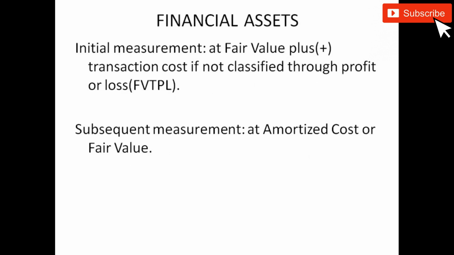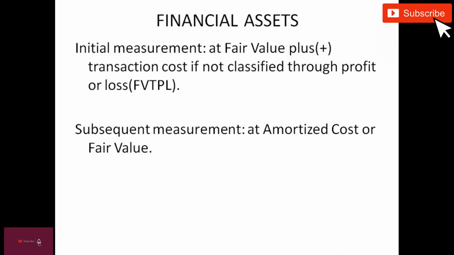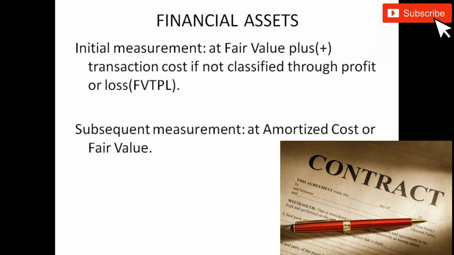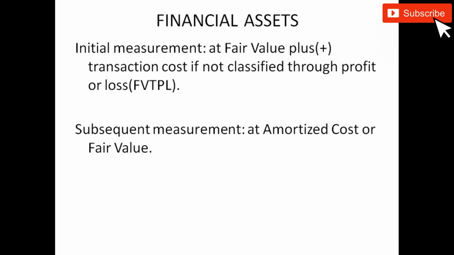What then are financial assets? We looked at that in the previous video, but for the sake of this video, let's touch on one or two things. A financial asset, according to the standard, is any contract that gives the holder the right to claim cash or another financial asset from another entity.